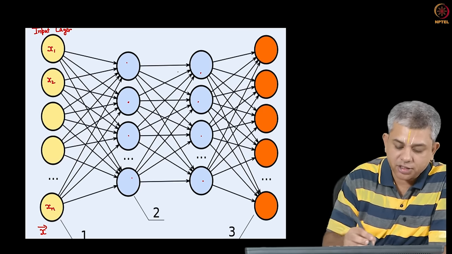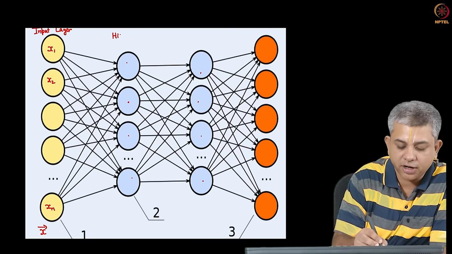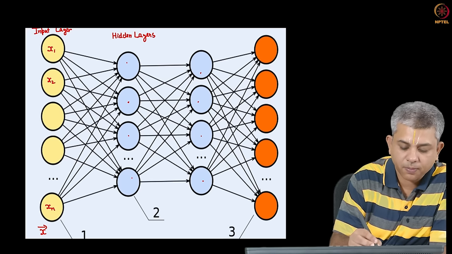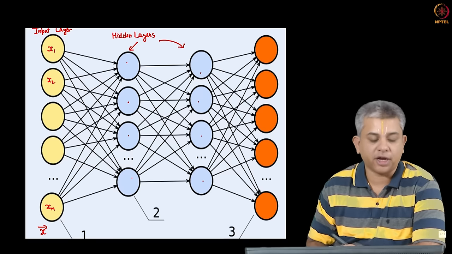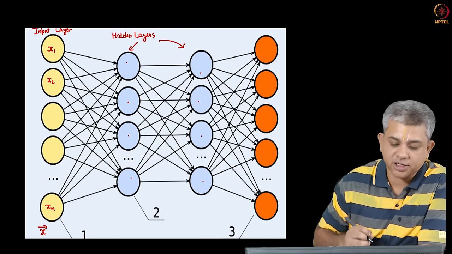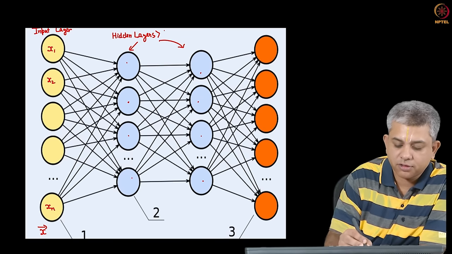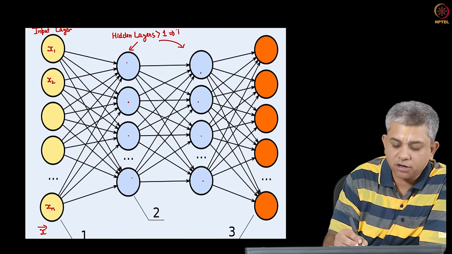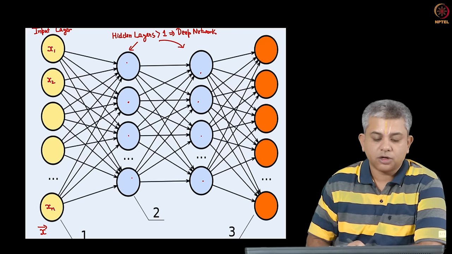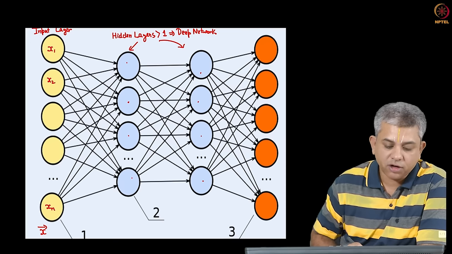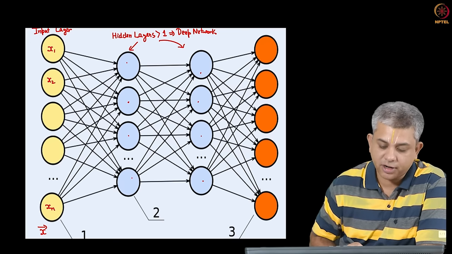The intermediate layers here are called hidden layers. You could have multiple hidden layers. If the number of hidden layers is greater than 1, then it's called a deep network. Hence the name deep learning. So a deep network is simply a network with the number of hidden layers greater than 1.